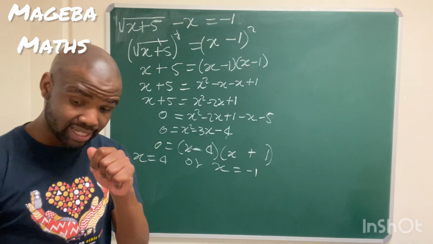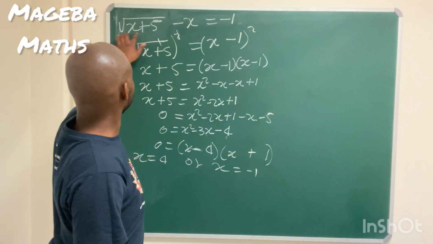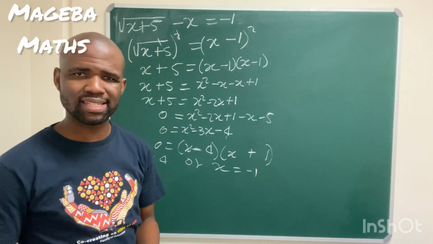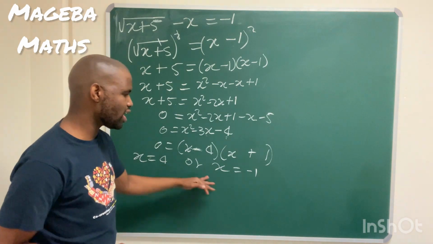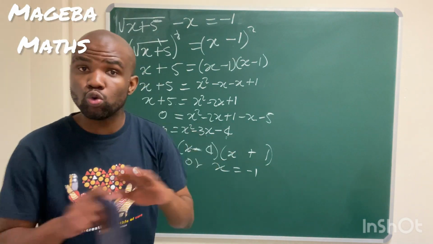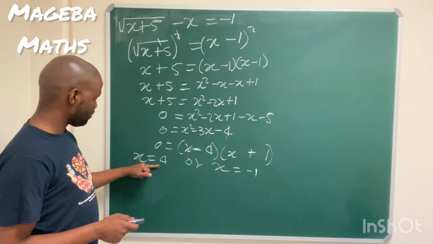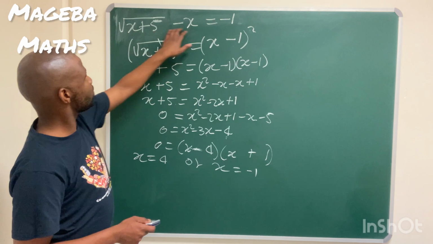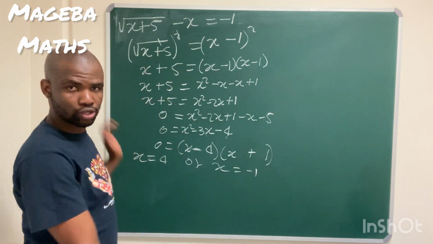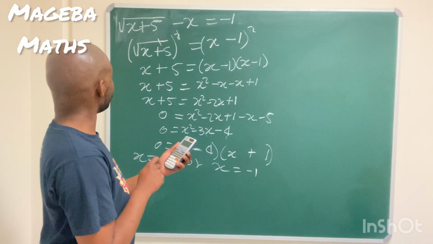Very critical, this stage, guys, of solving for x when we have a root. We must check, because if you don't check, there is a mark that you are going to lose. We don't want to lose any mark at this stage. So we take x, we substitute, and we see whether our left hand side equals our right hand side. Now go to your calculator, let's check together.